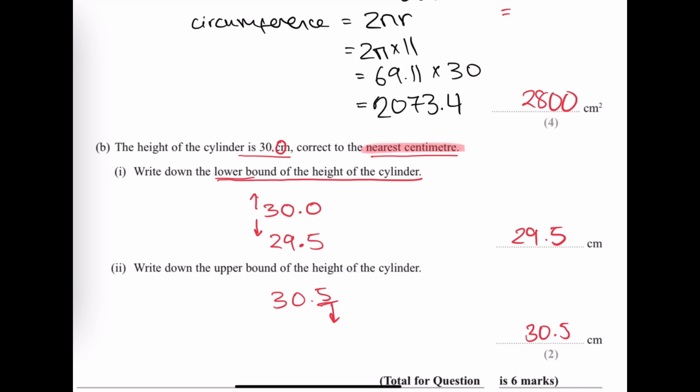A really good thing is that no matter what they ask for, whether it's the nearest centimeter, or the nearest tenth of a decimal, or the nearest hundredth of a decimal, you just do 0.5 or 0.05, depending on what degree you're using. It's just plus or minus that.